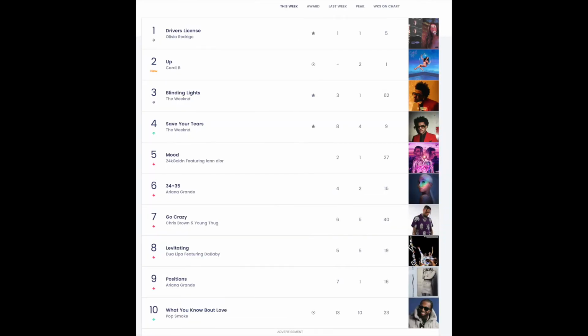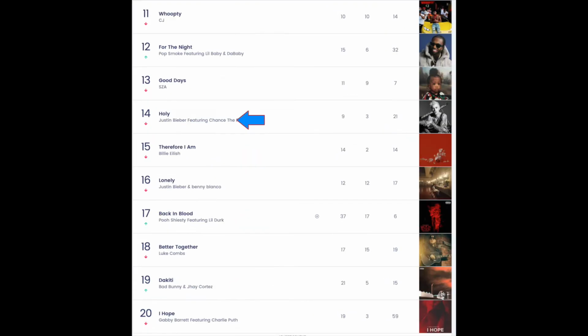Billboard's Hot 100, their top 40 chart, which is, again, mainly what this is. Again, wondering about Driver's License, Save Your Tears, Mood, Go Crazy, and Positions. Looking over to page 2, there's Holy and there's Lonely, both by Justin Bieber.